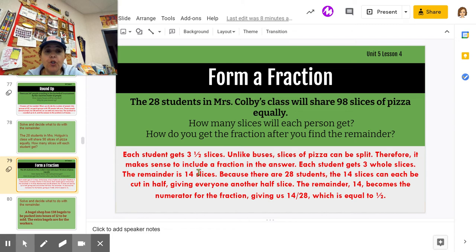You're going to have 14 left over, so it's going to be 14 over 28, which if you simplify turns out to be a half. So each person is going to get 3 1/2 slices of pizza. Okay.